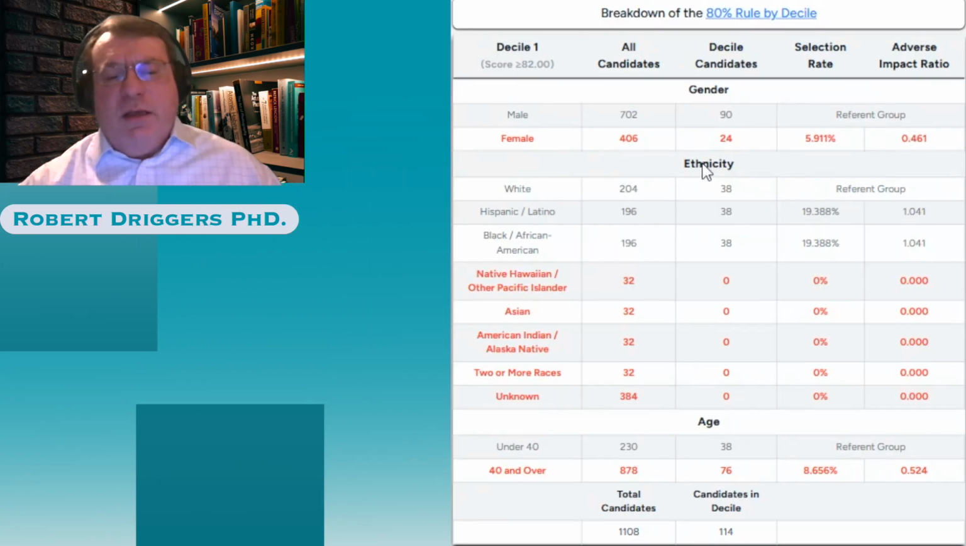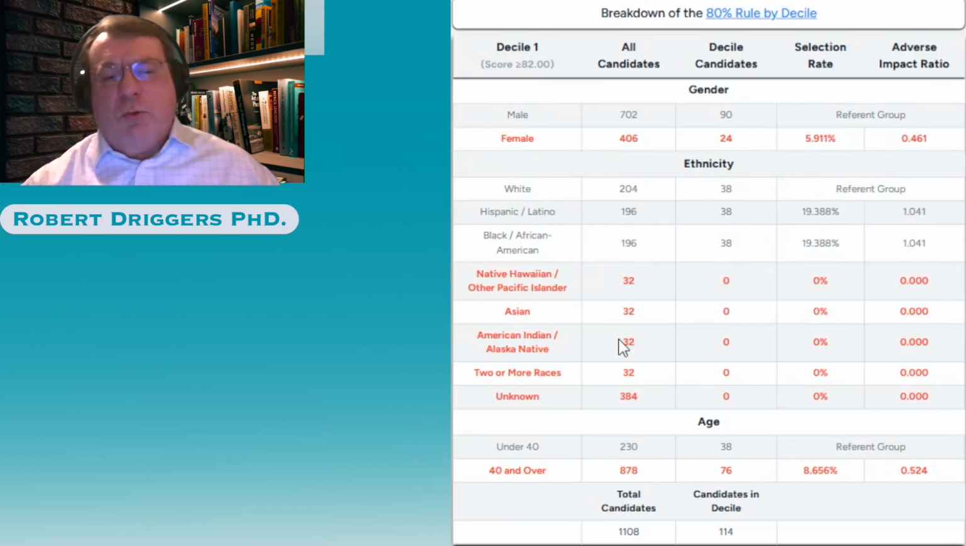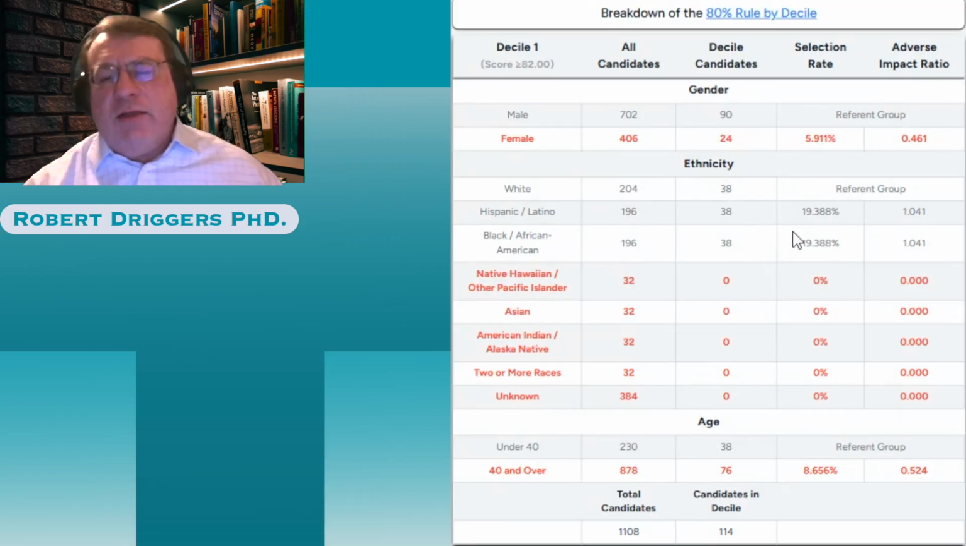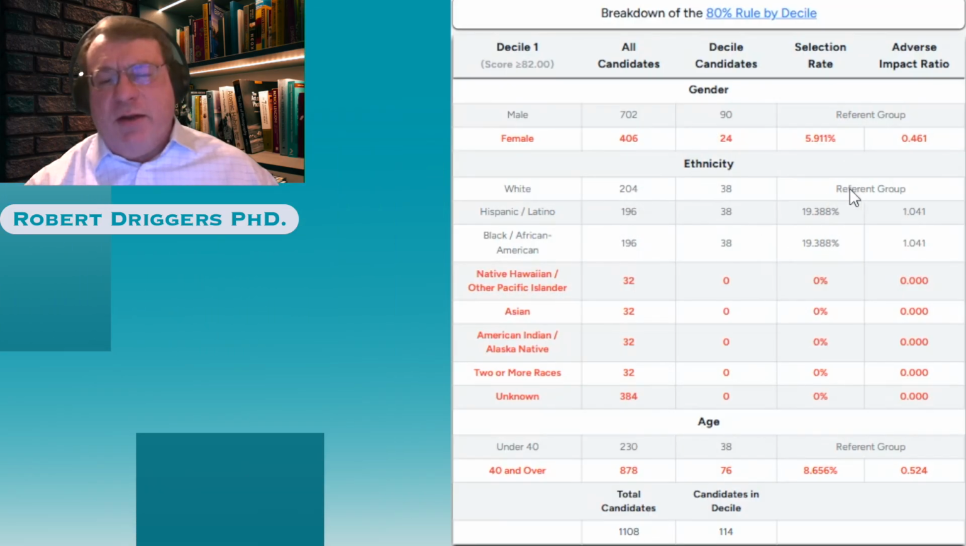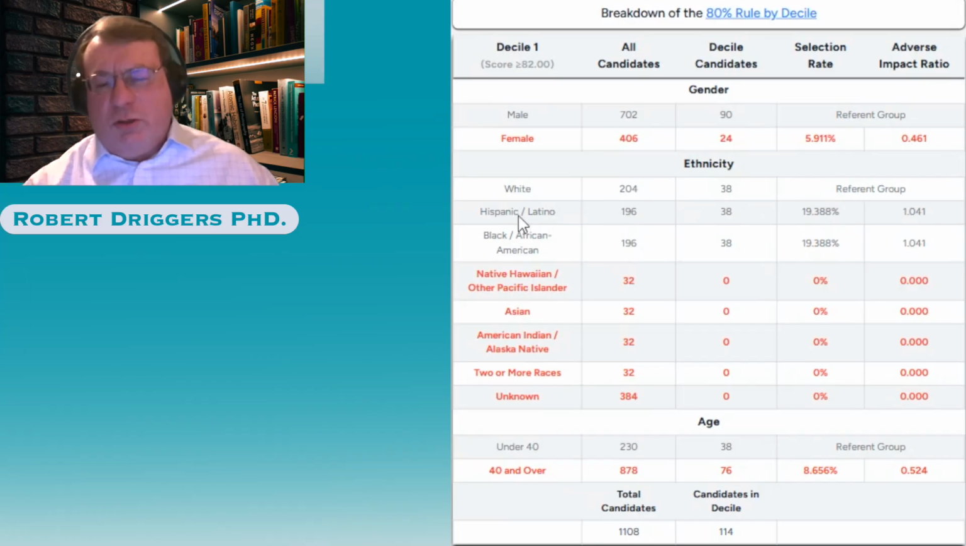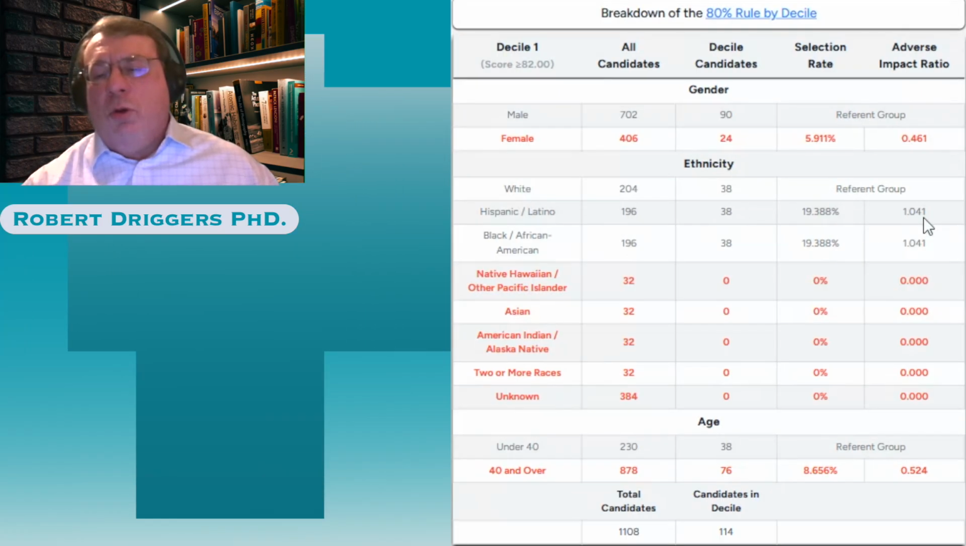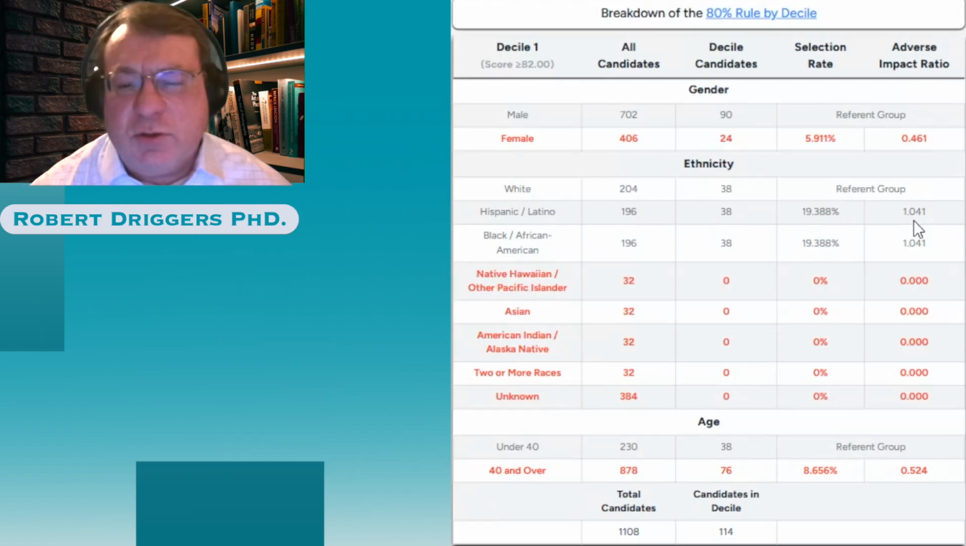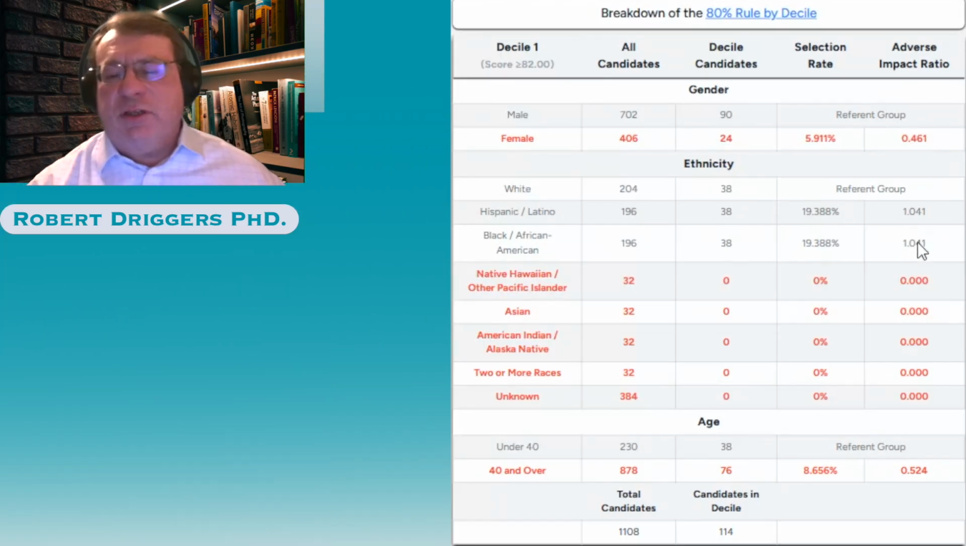For ethnicity, we see a somewhat similar picture where for whites, Hispanics, Latinos, Black, and African American groups, their pass rates are all close enough to the pass rate of the referent group, which is whites, so that their 80% rule computations result in a value that's greater than 0.80. So there's not any evidence of adverse impact.